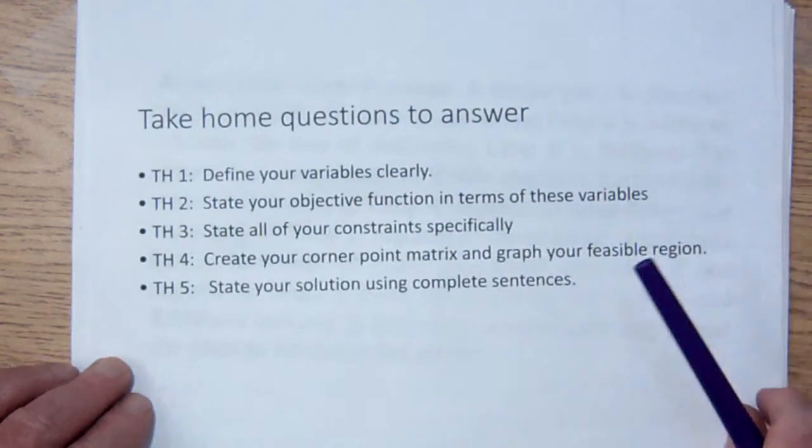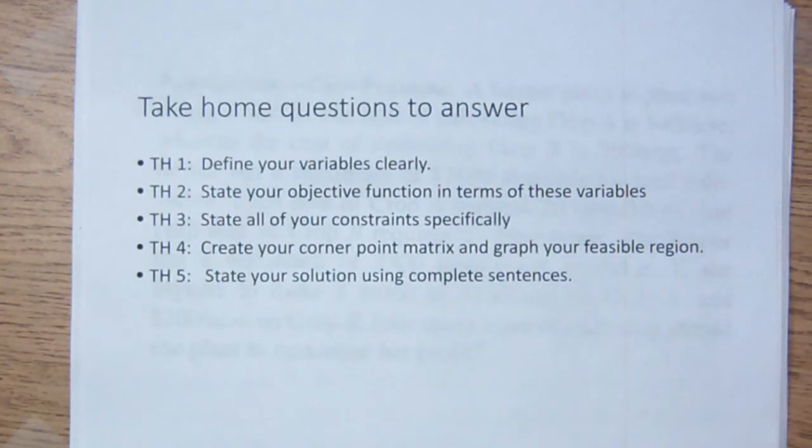So I'm asking you to define your variables clearly as part 1. State your objective function in terms of these variables in part 2. Part 3 is state all your constraints very specifically. Number 4 is create your corner point matrix and graph your feasible region. And point 5 is state your solution using complete sentences.